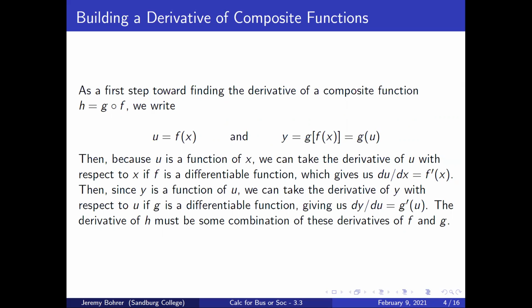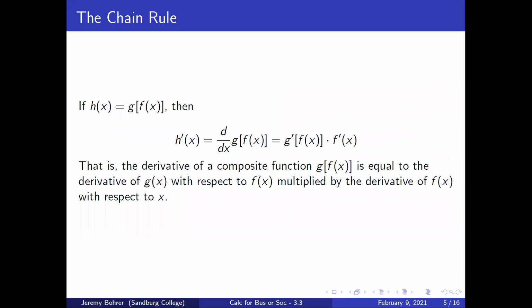As a first step toward finding the derivative of a composite function h equals g composed with f, we write u equals f of x and y equals g of f of x equals g of u. Then, because u is a function of x, we can take the derivative of u with respect to x if f is a differentiable function, which gives us du dx equals f prime of x. Then, since y is a function of u, we can take the derivative of y with respect to u if g is a differentiable function, giving us dy du equals g prime of u. The derivative of h must be some combination of these derivatives of f and g.